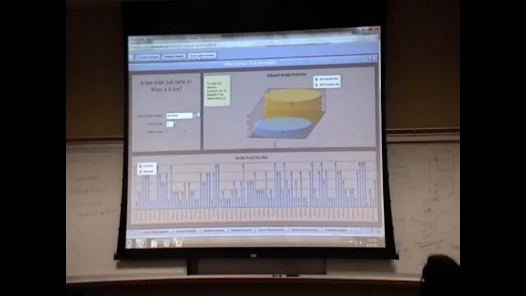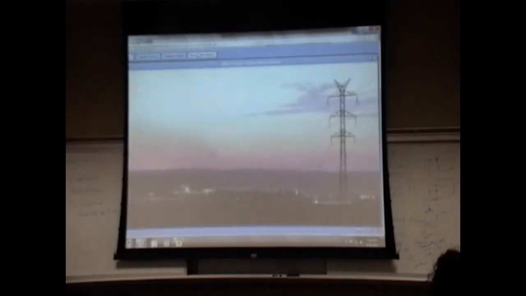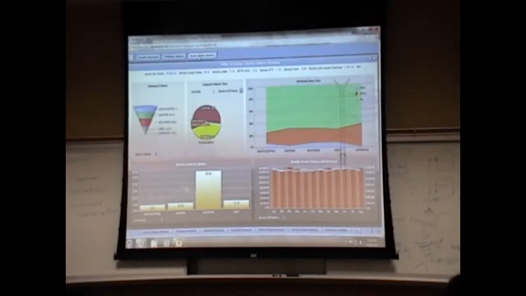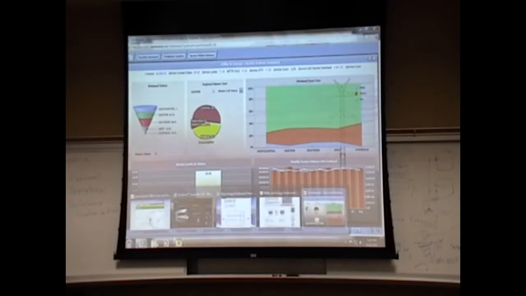So you can do weekly production. Pretty much, once you get a hold of the data, there's a bunch of ways that you can use it to visualize it. And we'll get you all of these links, so you'll probably get a memo with this.